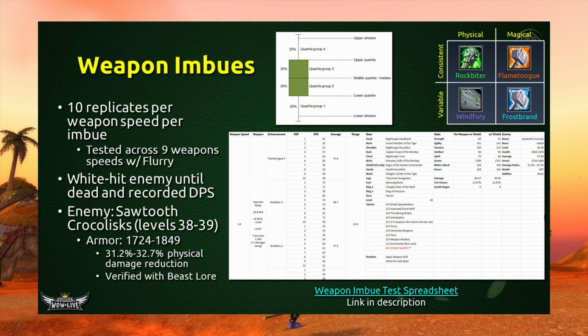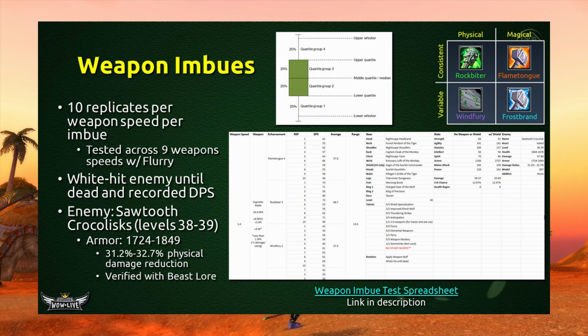So I did 10 replicates per weapon speed per imbue, and I tested across 9 weapon speeds. Now, I just want to say that I did all of the weapon speeds in the first Advanced Shaman Guide because I was using a PTR and I was able to spawn weapons by key command. You can't do that on the beta. So what I did was I scoured the world, checked the auction house, checked guildies, got as many weapons as I could possibly get, and I was able to get across 9 weapon speeds. And I tested it with Flurry because I did not test with Flurry in Advanced Shaman Guide 1, and Flurry could have some important synergistic effects with Wind Fury, so I wanted to make sure I test that as well.